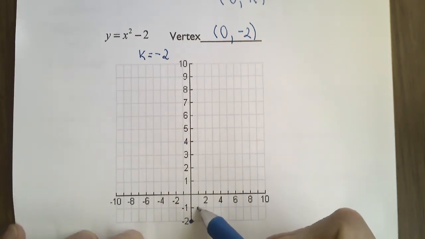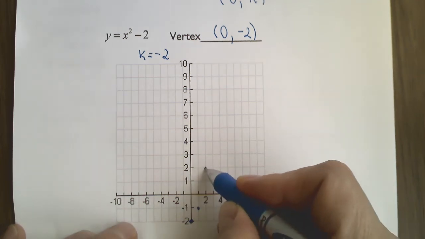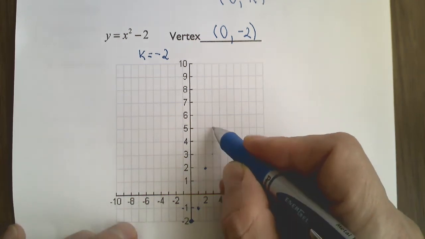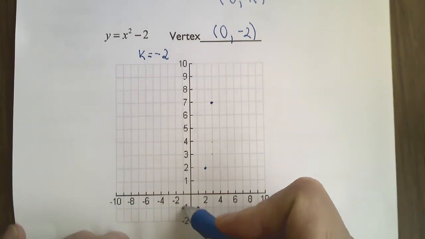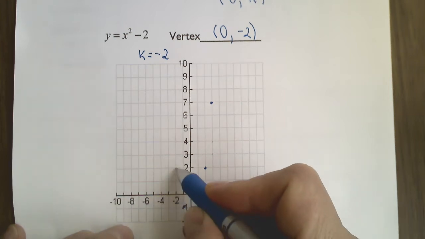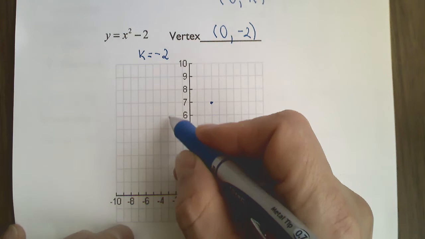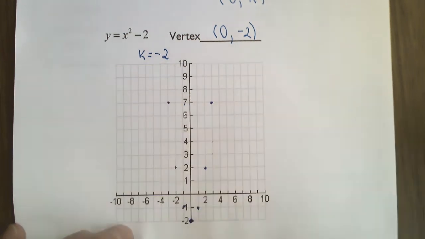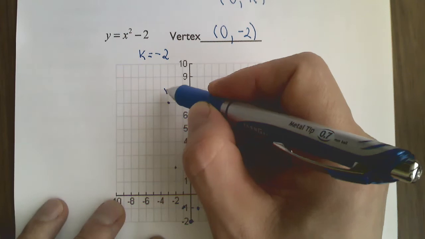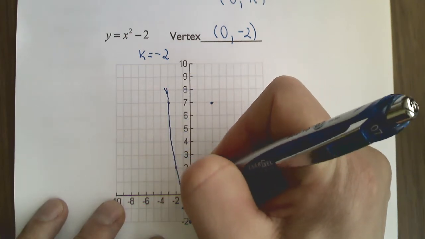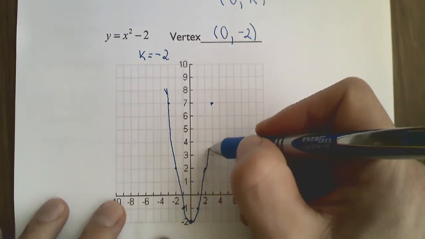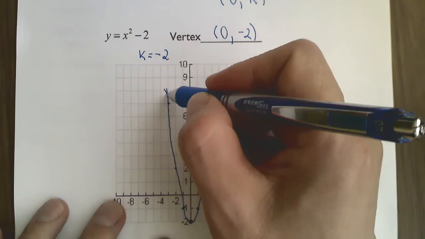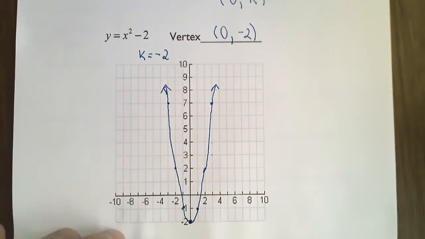1, 1, 1, 3, 1, 1, 2, 3, 4, 5, and so on. And I will do the same thing on this side: 1, 1, 1, 3, and 1, 5. Okay, and then you join the points, drawing a nice curve at the bottom. And of course, there will be no maximum because this parabola opens up.